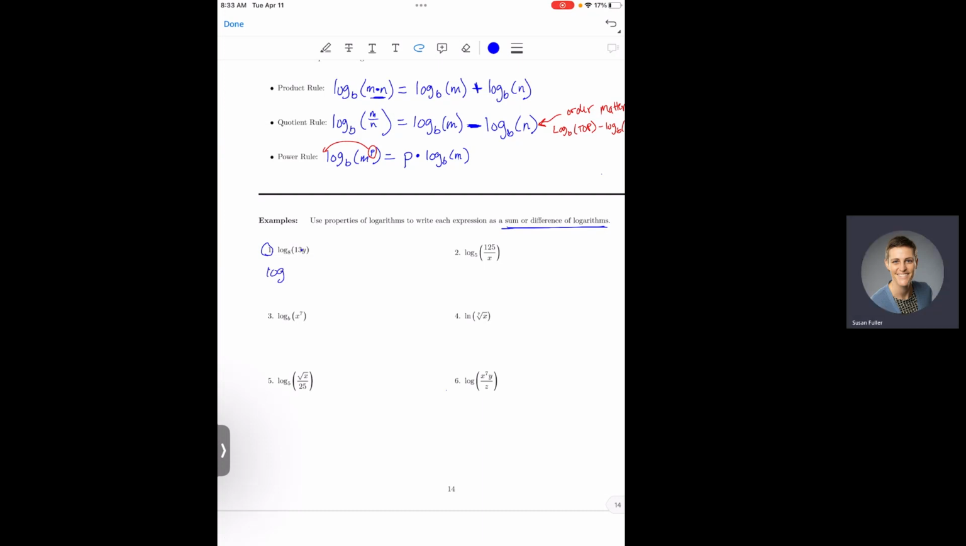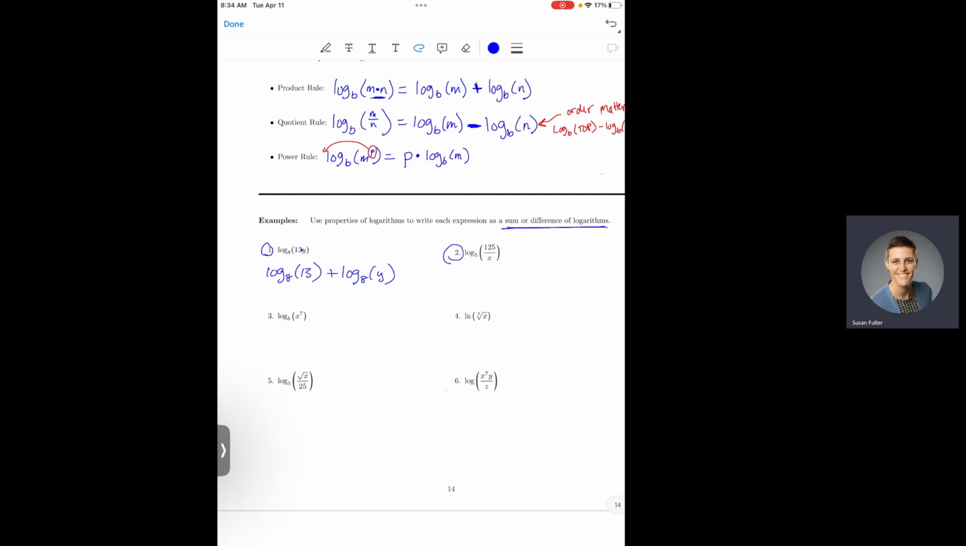And so since we have multiplication inside, we're going to use the product rule. What we're going to do is take log base 8 of 13 and log base 8 of y, their separate logarithms, and multiplication inside turns into addition outside. So we can turn log base 8 of 13 times y into log base 8 of 13 plus log base 8 of y.